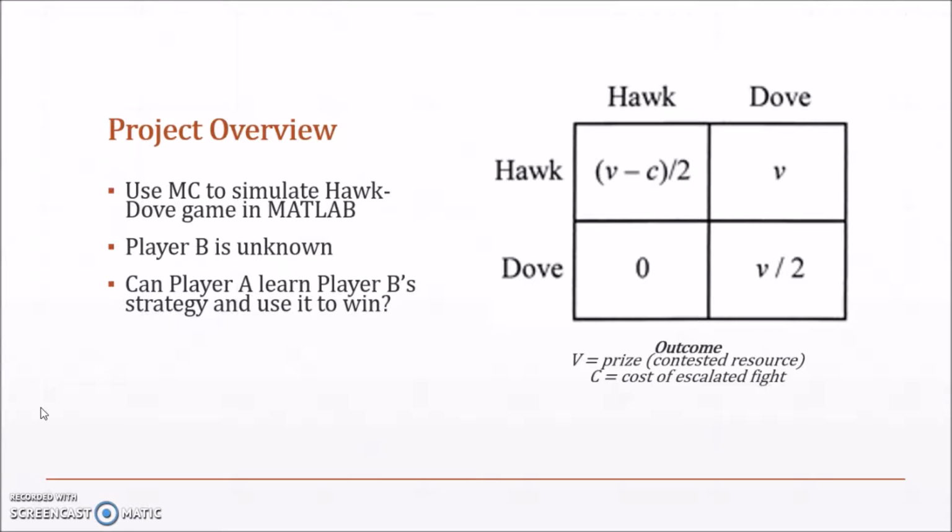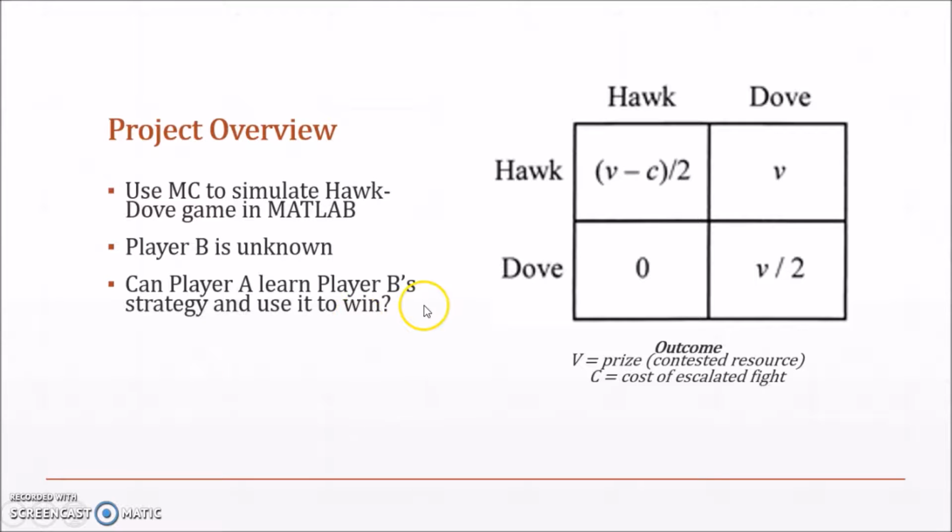So, for homework 20, we were just asked to give an update of where we're at with the project and then demo what we have. I'll give a quick project overview, and then Emmy will demo. We're basically wanting to use Monte Carlo to simulate the Hawk Dove game in MATLAB.